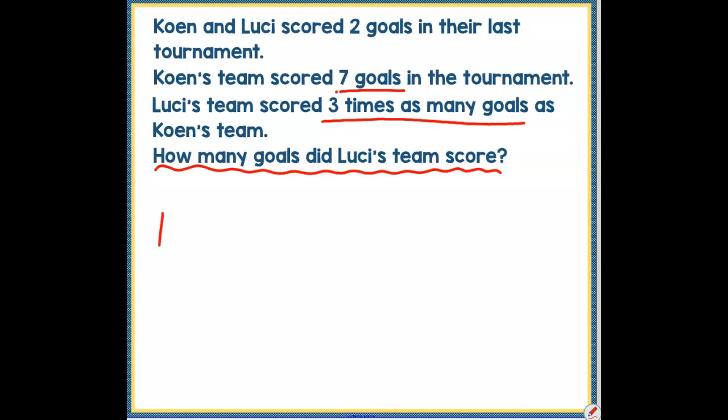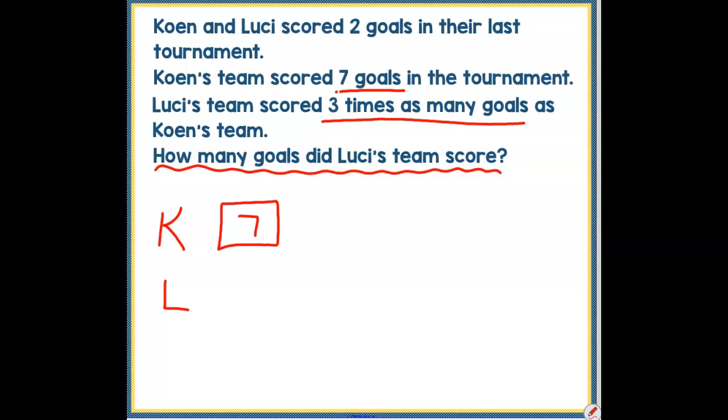So I know I've got 2 people, Cohen and Lucy. Okay, I could write their whole names or just their initials. First, I have to decide who scored more. Well, I'm comparing the two, but it says Cohen's team scored 7. We know how much he scored. So I have a value for him. I'm going to make one box to show that his team scored 7 goals.